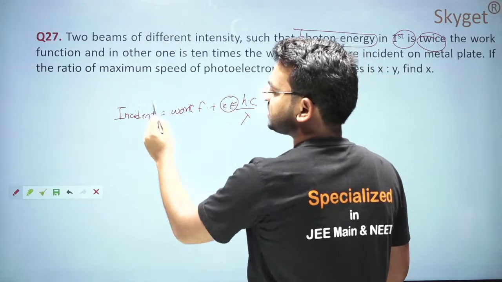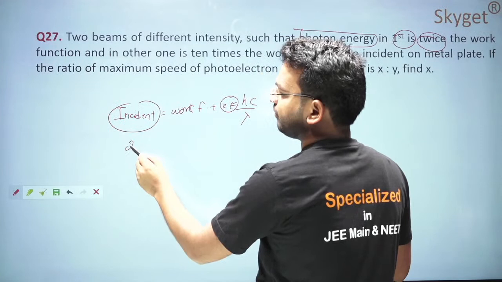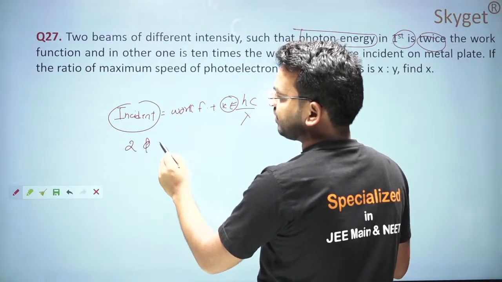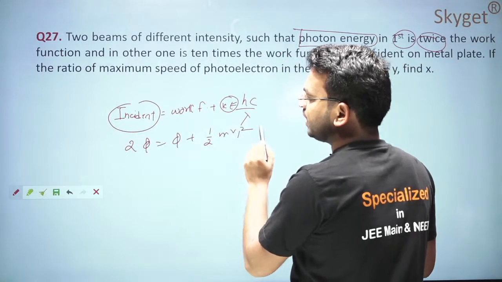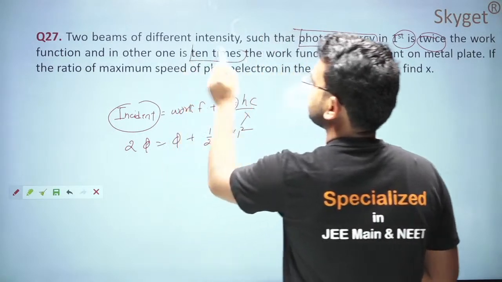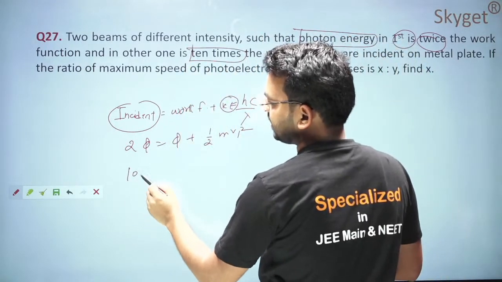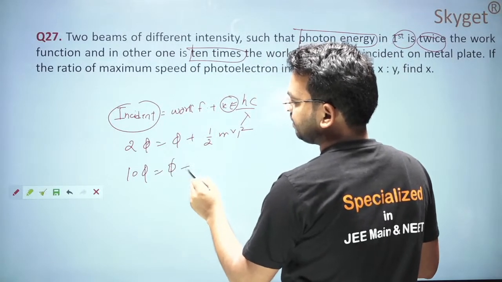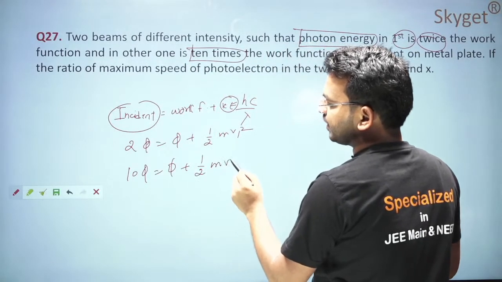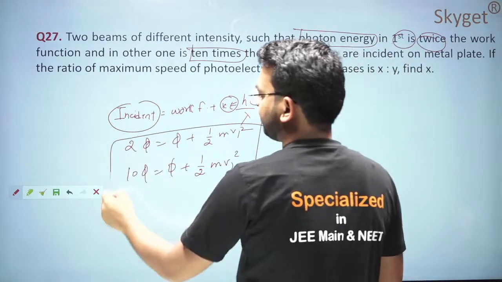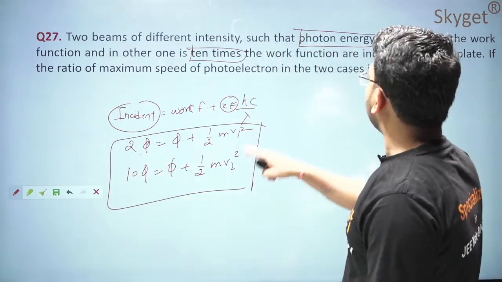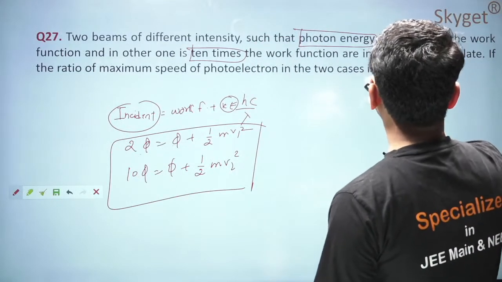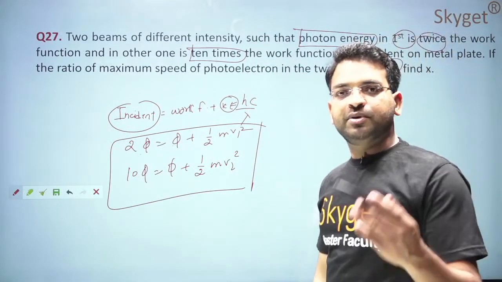Now in this case, they are saying that incident energy is twice the work function. Okay, twice the work function, so this will be half of m v1 square, and in the second case they are saying that it is 10 times. So this is going to be 10 times the work function equal to phi plus half of m v2 square. Simple, and you have to subtract this thing. This will be phi, this will be 9 phi, and they are asking that ratio of the velocity is x over y. So what will be the value of x?